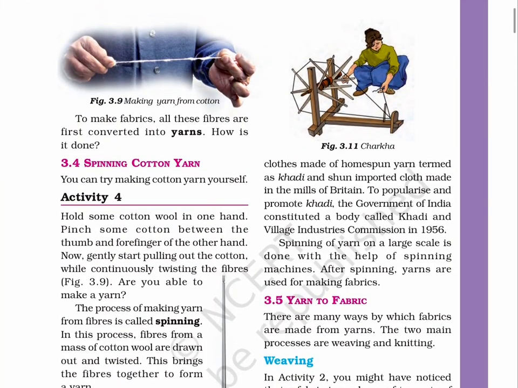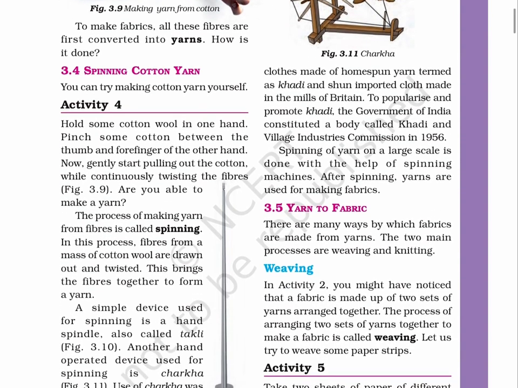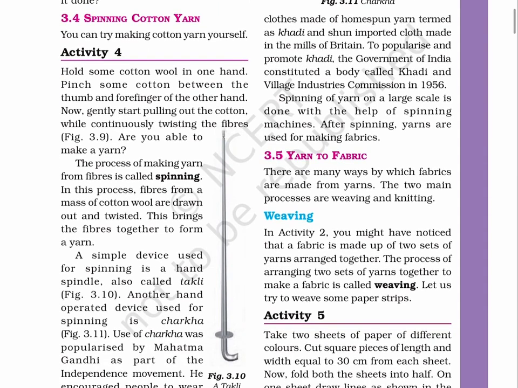To make fabrics, all these fibers are first converted into yarns. How is it done? 3.4. Spinning cotton yarn. You can try making cotton yarn yourself. Activity 4. Hold some cotton wool in one hand. Pinch some cotton between the thumb and forefinger of the other hand. Now, gently start pulling out the cotton while continuously twisting the fibers, as shown in figure 3.9. Are you able to make a yarn?